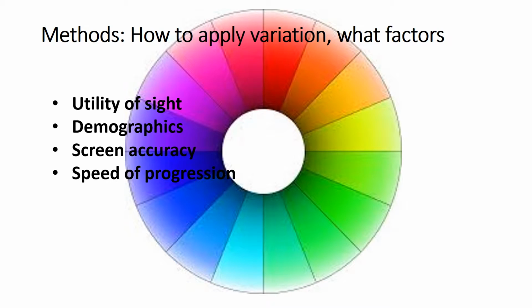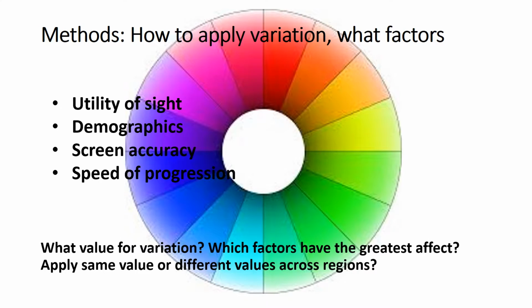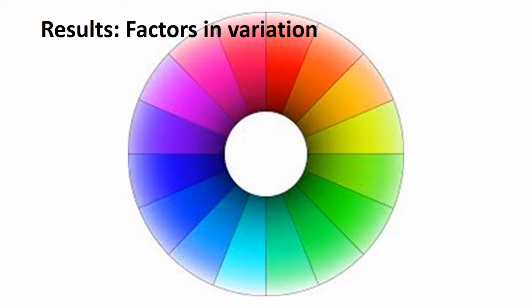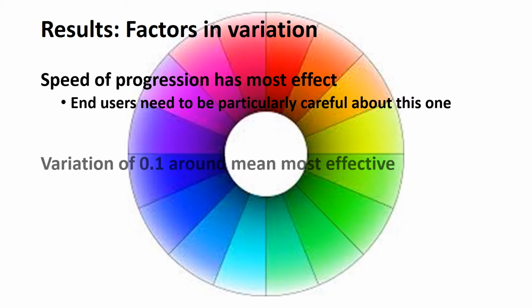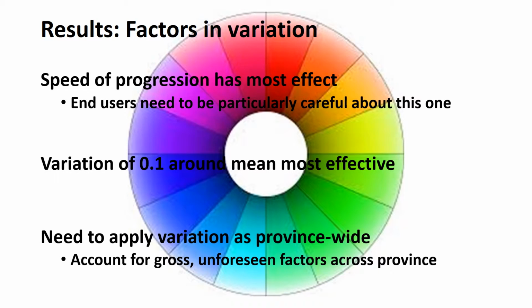In order to most accurately simulate real life, I tested various degrees and types of variation into the input factors. Among other findings, I found that applying a random variation across the population, rather than stratifying by region, better simulated gross, unexpected changes that often arise when theoretically attempting to model a population.